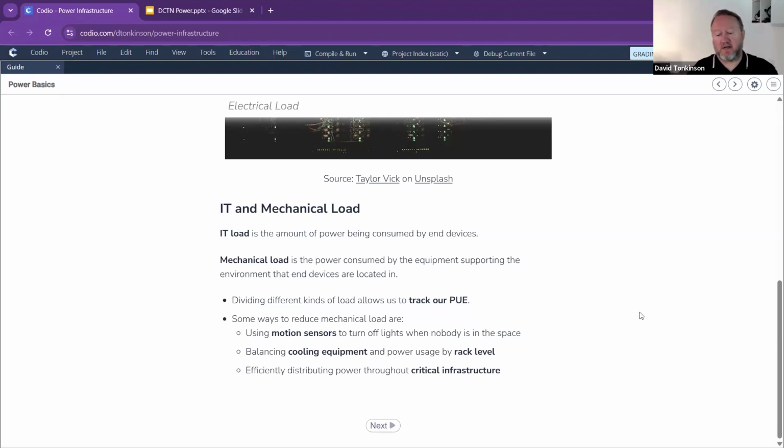So we can divide this up, and that allows us to track what is being used where. Now we know we can reduce mechanical loads because we can do things like motion sensors for turning lights on and off. We can do sensible things like having balanced cooling systems that work at a rack level to reduce the air conditioning power that we're pushing in to cool a particular aisle. If that aisle is empty and not being used, why are we pumping really cold air into that? And efficient distribution boards allow us to work power through critical infrastructure.